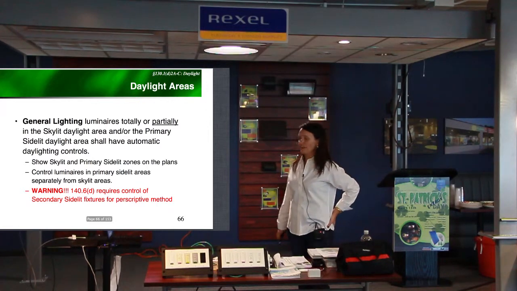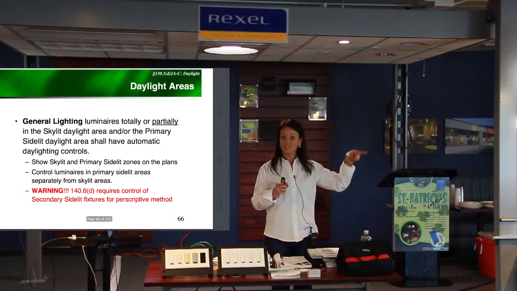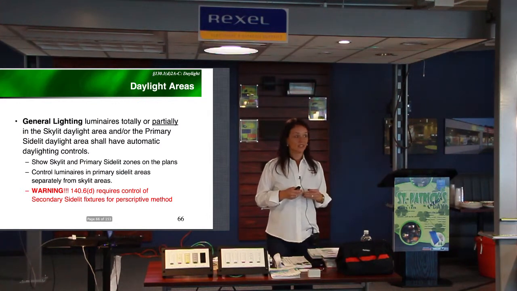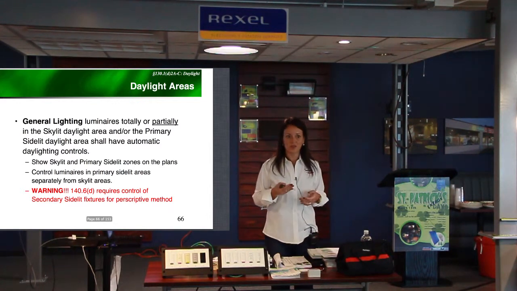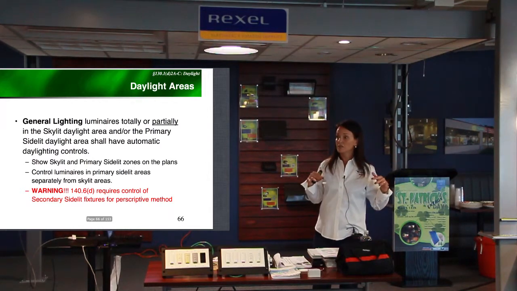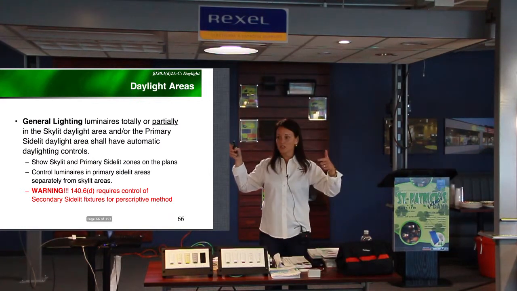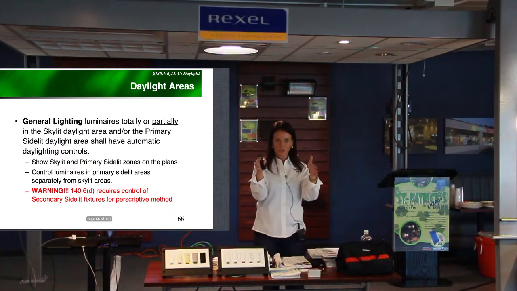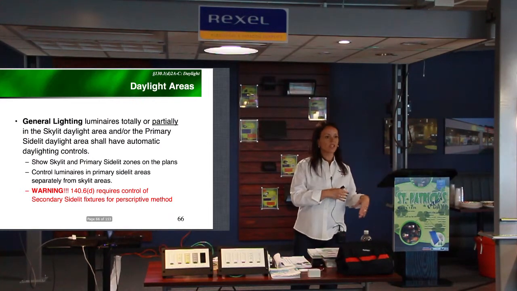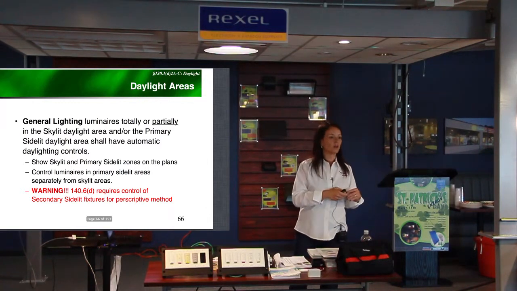So general lighting luminaires. The Seattle code is a little more challenging because if there are wall sconces in the daylit area, those wall sconces need to be dimmed or controlled by some kind of automatic daylighting sensor. In our case in California, it's just general lighting. So for all the general lighting, if the fixture is partially in the skylit area or the primary, it has to be controlled. So if 50% of that fixture is inside and the other half is illuminating another workstation, we don't care. It's considered a full-blown controlled daylit area.